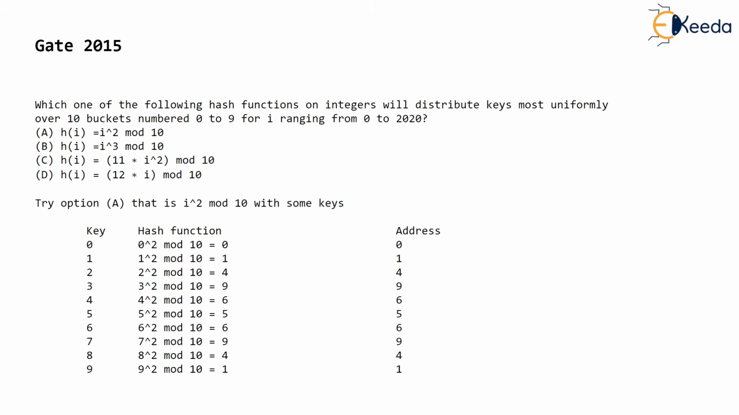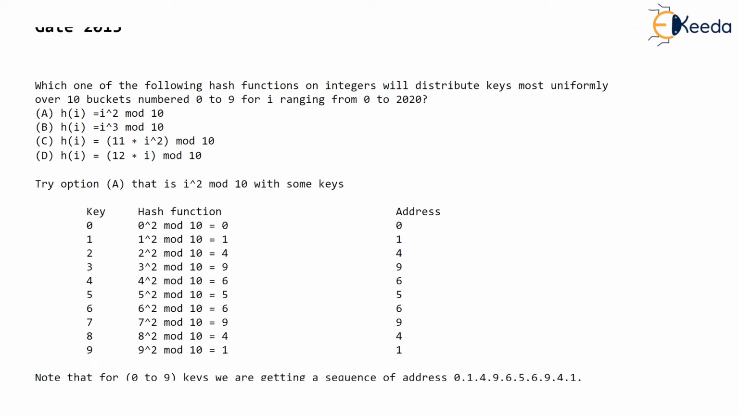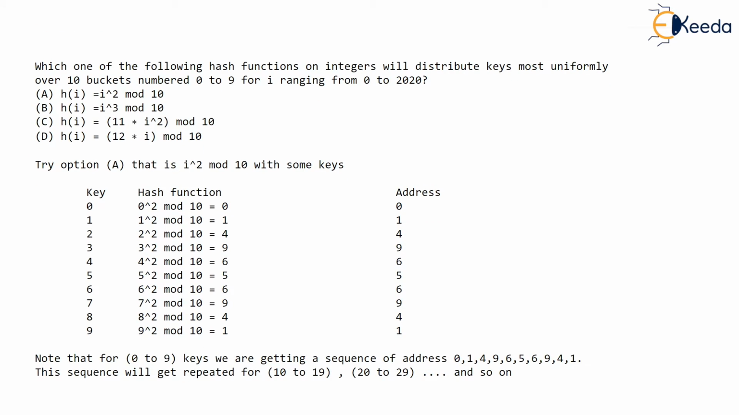We have so many keys, 0 to 2020. Come on, during the GATE exam, we just can't map all the keys 0 to 2020. So many keys we have. But at least we can try with keys 0 to 9, and then 10, 11, up to 2020 can be logically thought of.